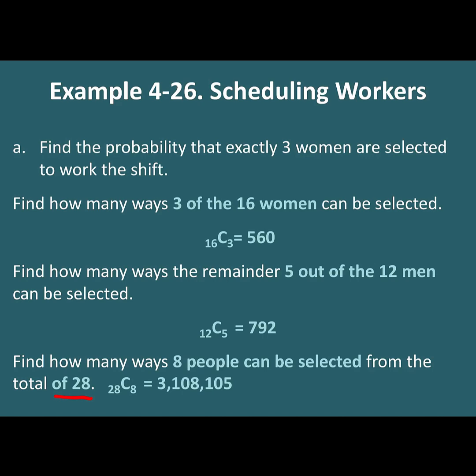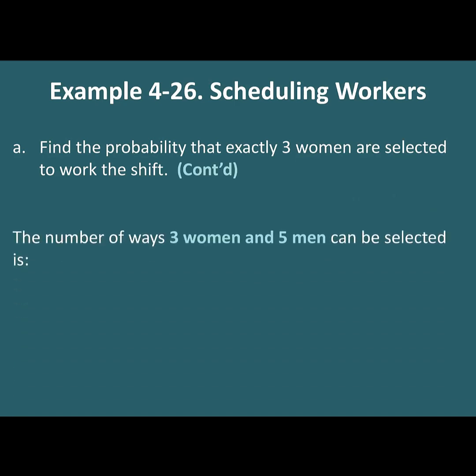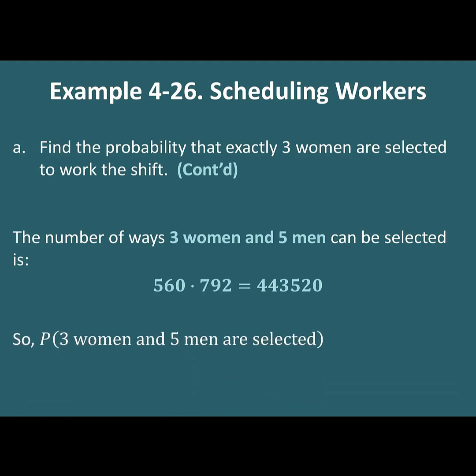Now, since we are finding the probability, we go ahead and continue. So the number of ways that 3 women and 5 men can be selected is simply by multiplying 560 times 792, giving us 443,520. And since we know how many ways we can choose 8 people out of 28, the probability that we have selected 3 women and 5 men is 443,520 divided by 3,108,105, giving us 0.1427.